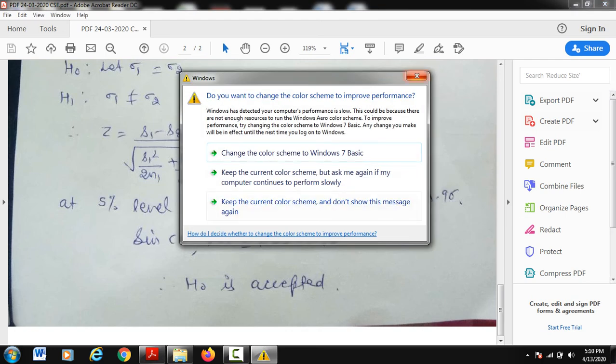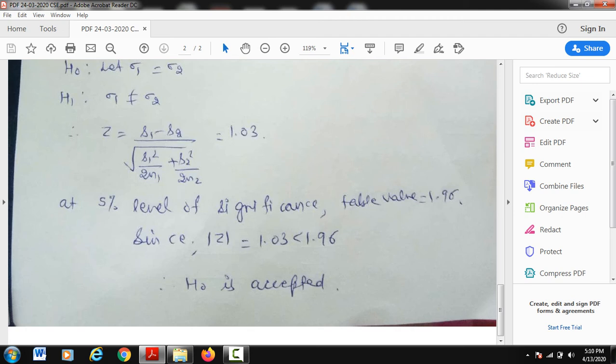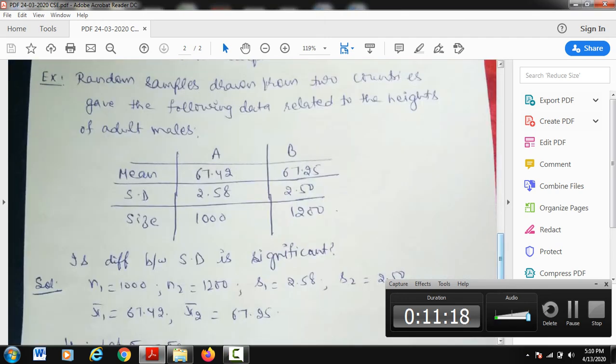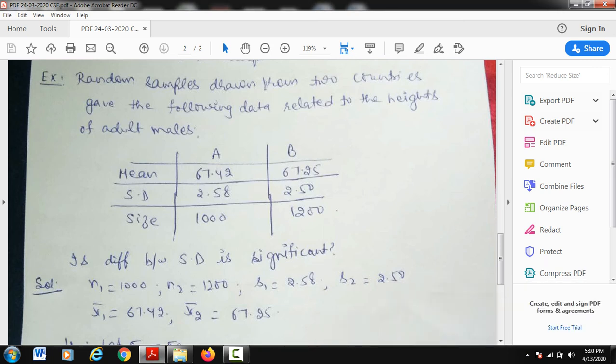So the calculated value is 1.03 and the table value is 1.96. It means our null hypothesis is accepted. Now what is our null hypothesis? We have taken sigma 1 is equal to sigma 2. That is, there is no significant difference between the standard deviation of the two samples. Okay, so hope this example is also clear to you.